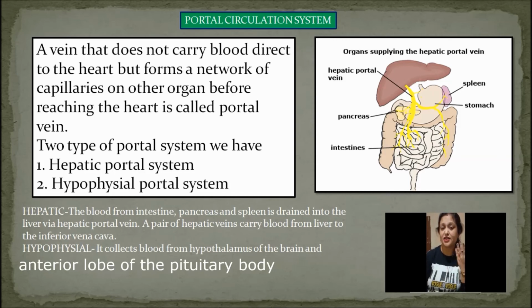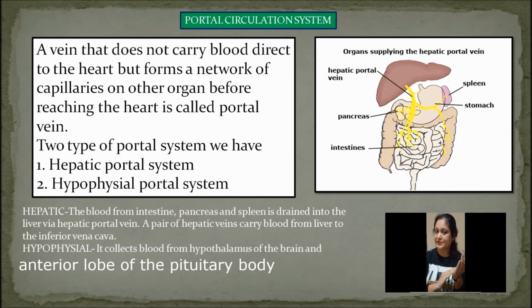In the next class, when I explain the lymphatic system and the lymphatic glands, I will tell you that our spleen is the biggest lymphatic gland. Okay? And these are the intestine, liver, pancreas, spleen. They are unable to drain the deoxygenated blood directly. So where they are making the network, the blood from the intestine, pancreas and the spleen is drained into the liver by the hepatic portal vein.